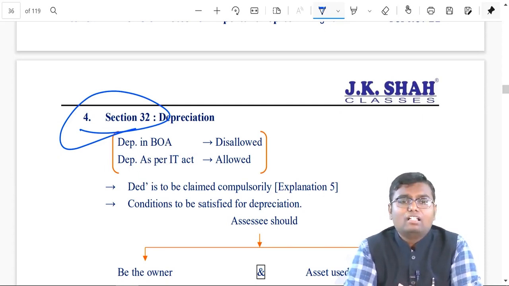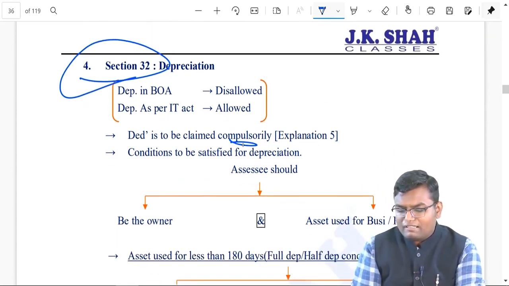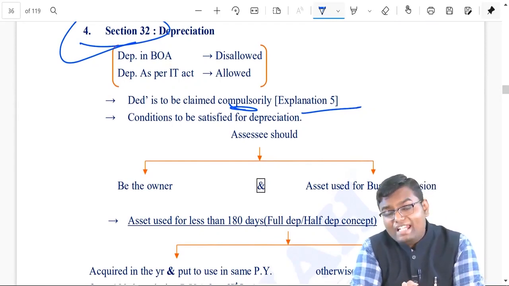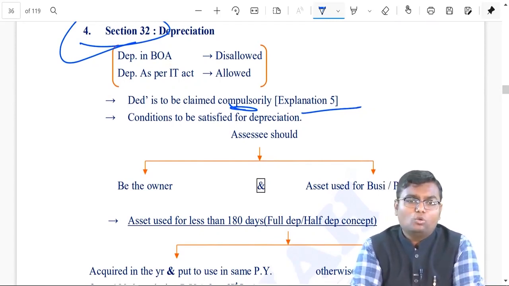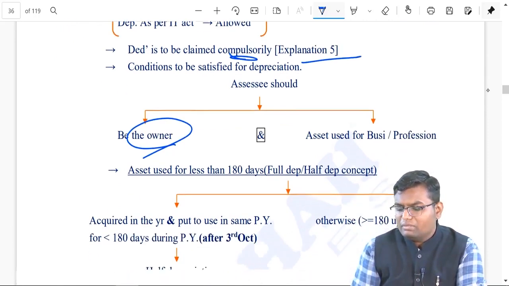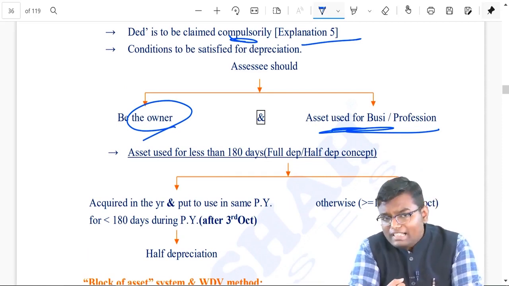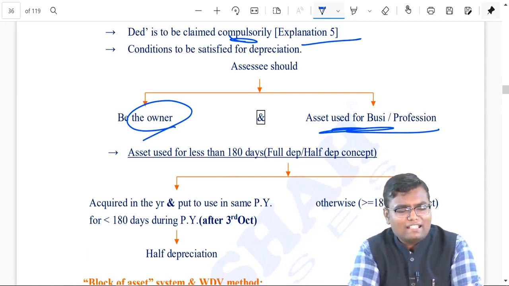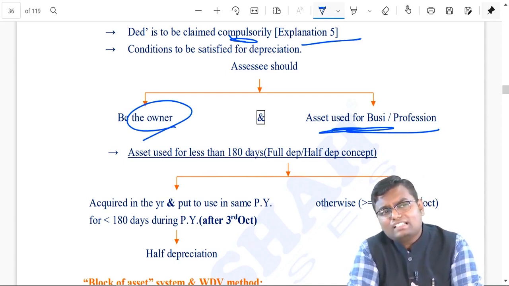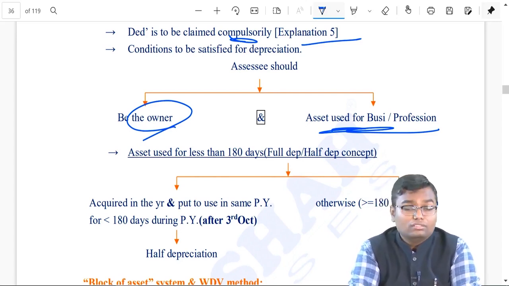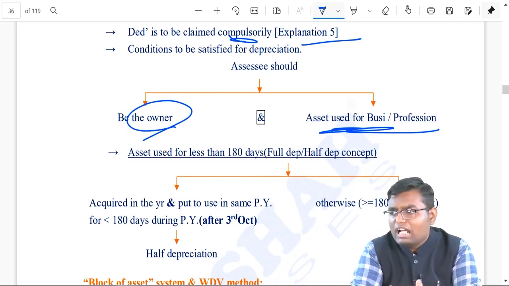The point to be noted is that claiming the deduction of depreciation is compulsory and not optional. Explanation number 5 of section 32, it is always compulsory. You can claim the depreciation only if, number 1, you are the owner of the asset, and number 2, you are using it for your business and profession. Now sir, is monthly depreciation available? Means if I have purchased the asset, let's say on 1st January 2021, will I get only 3-month depreciation? No. In income tax, either you get full year depreciation or you get depreciation for only half year. There is no month-wise calculation, either full year or half year.